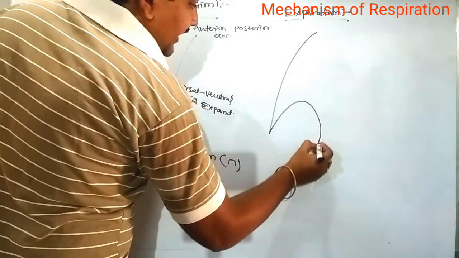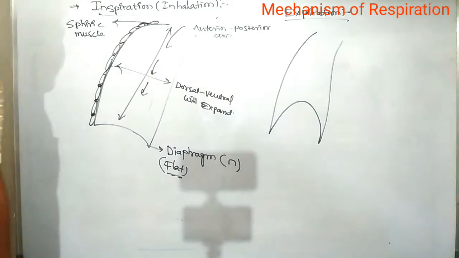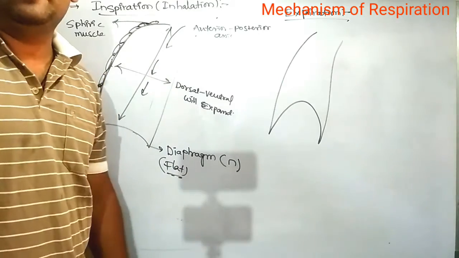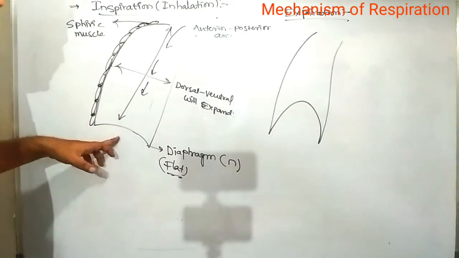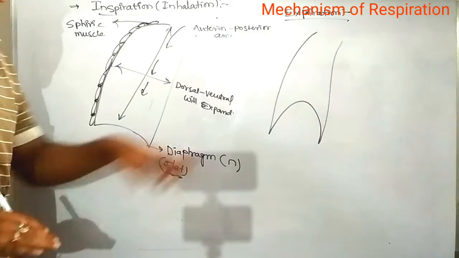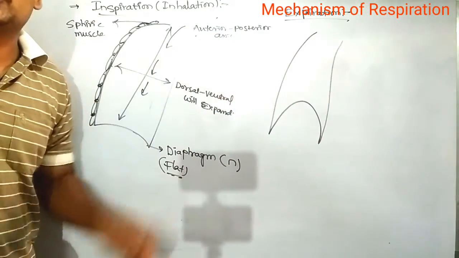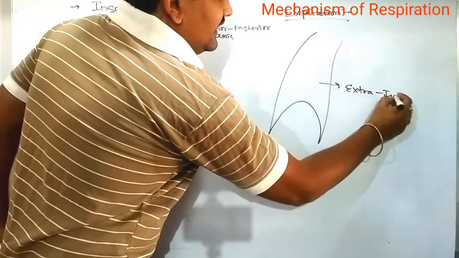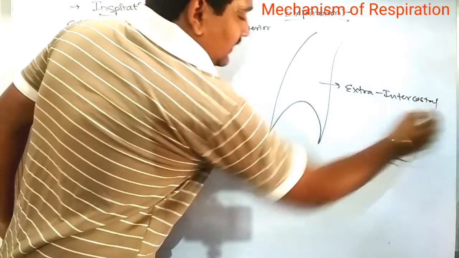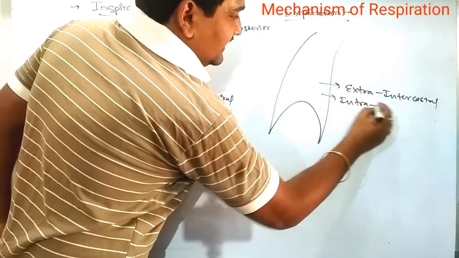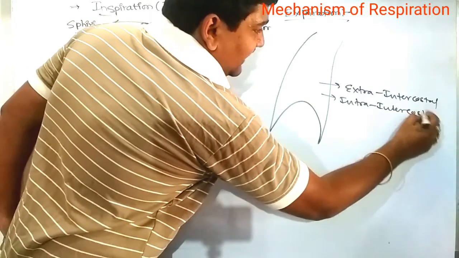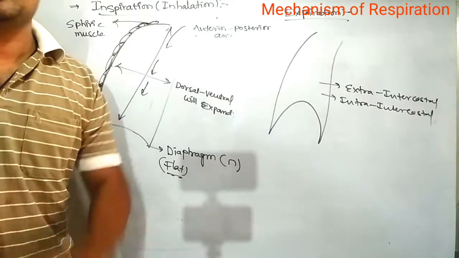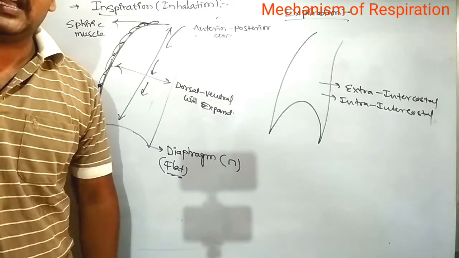So these show a dome shaped structure after the expulsion. The diaphragm moves back into its same position. In inspiration, it converts into a flattened like structure. These have intercostal muscle, the extra intercostal muscle and the intra-intercostal muscle. The extra intercostal and intra-intercostal muscles are useful for inspiration and expiration of the lungs.